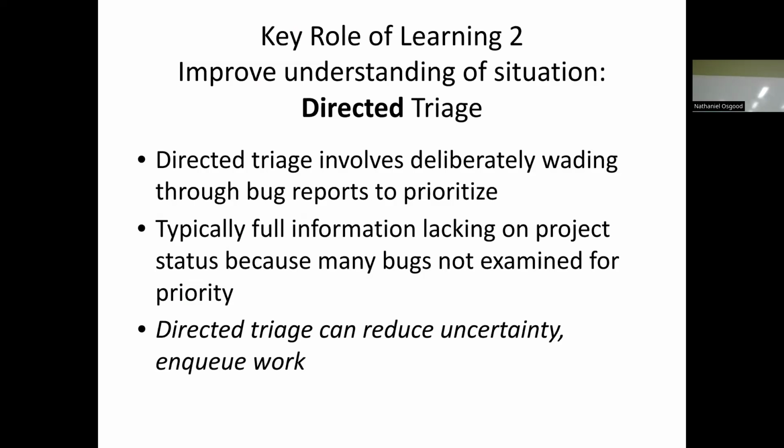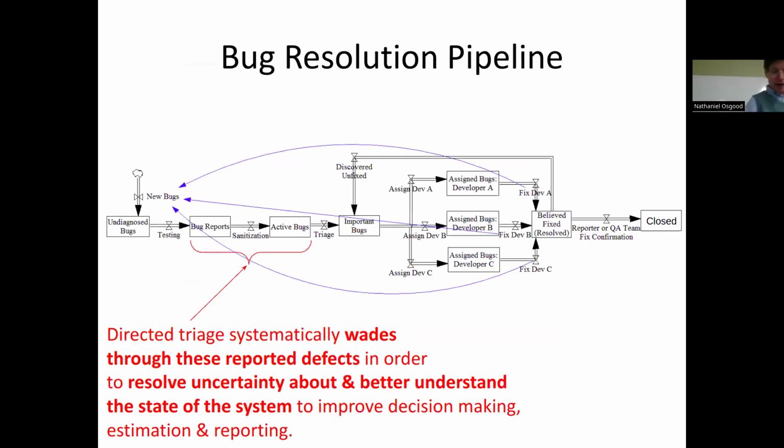It involves systematically wading through the defects at these stages, particularly bug reports that are not yet sanitized, but even those that are active and waiting, where there might be a big queue of them, 100 of these active defects. Directed triage systematically goes through those and asks, where are we at with our software? What's the quality level? Are we ready to deliver? Are we ready to go into production? Are we really ready to ship our system? It's really designed to resolve uncertainty about where we're at.